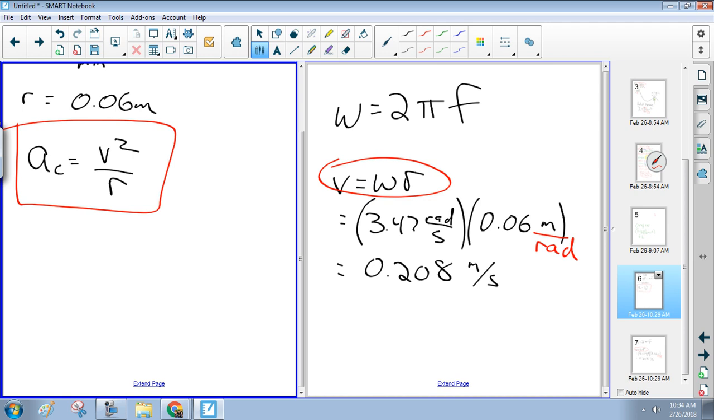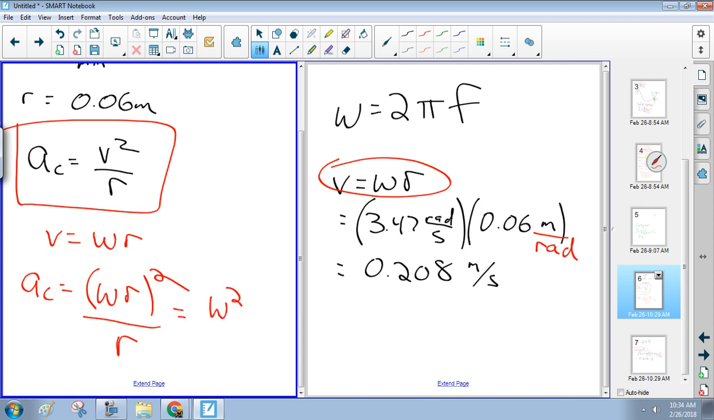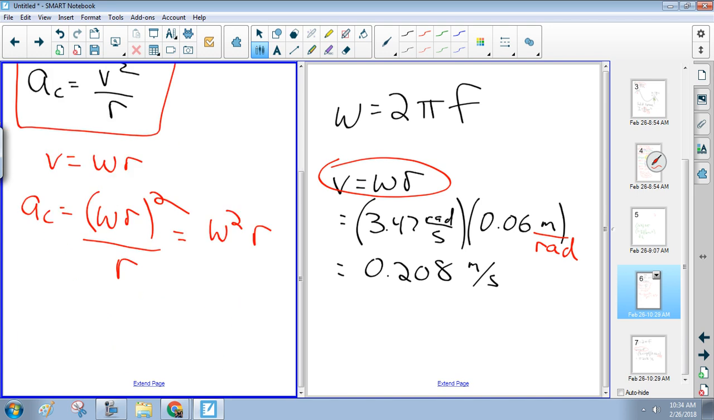So we know that v is omega r, right? So a simple substitution gives you that, right? Your r's cancel out and you get omega squared times r. I think that on your equation sheet that you get the day of the AP test, this is the equation that they give you for centripetal acceleration.